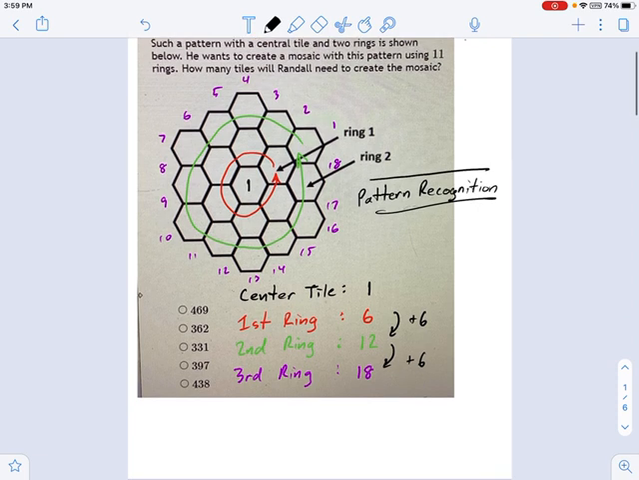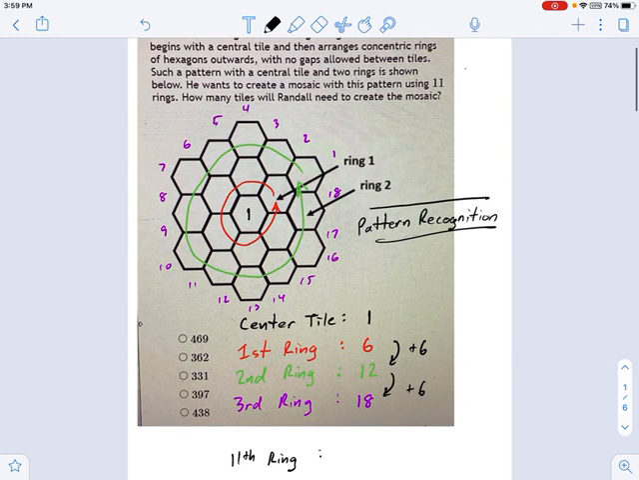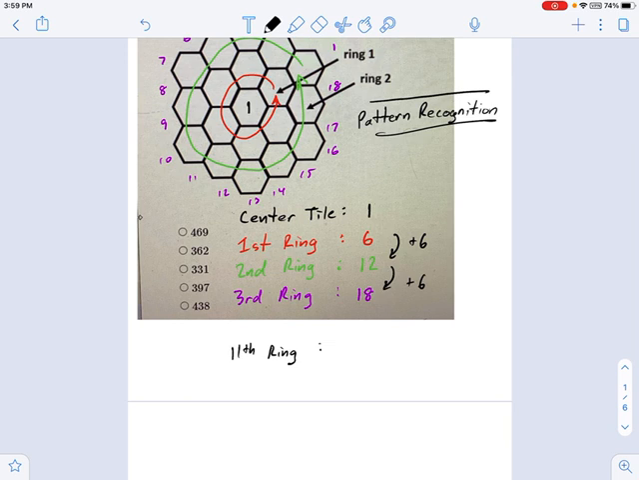Okay, so I want to know how many tiles are going to be in the 11th ring. Well, it's going to be a bunch, and what we have to do eventually is figure out how many tiles are needed to create the entire mosaic. So to calculate how many tiles are needed, you need the first tile, plus the first ring around the tile, plus the second ring, plus the third ring, plus, until we get to the 11th ring. Okay, so this is not that many numbers to add up.